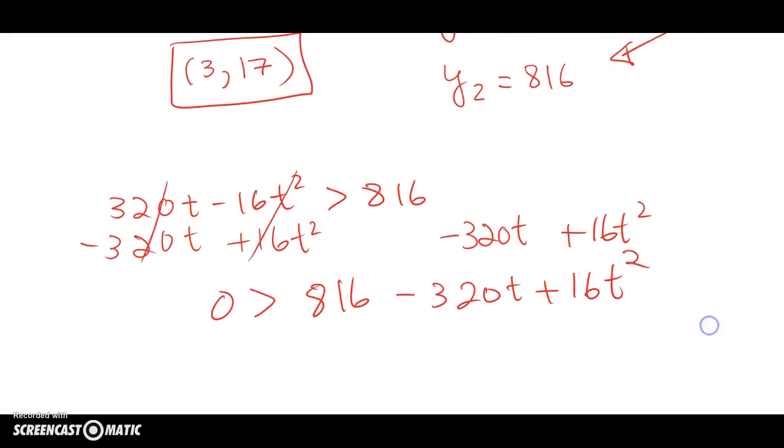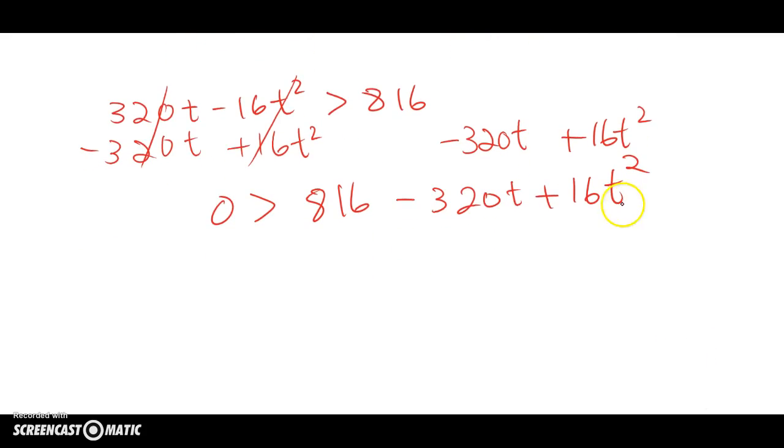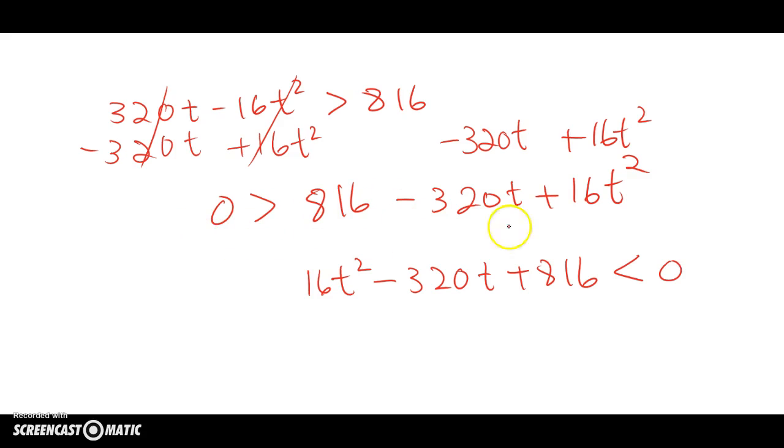Now I would rather put this in descending order so that I have t squared, t, and then the constant. So I'm going to write 16t squared minus 320t plus 816, and all this business has to be less than 0. So I didn't flip any inequalities. I preserved exactly what this was. I just rewrote it like this. All this business has to be less than 0. Notice the mouth here opens towards 0. I preserved that. I kept the mouth of the inequality opening towards 0. So I have to find when this stuff is less than 0.